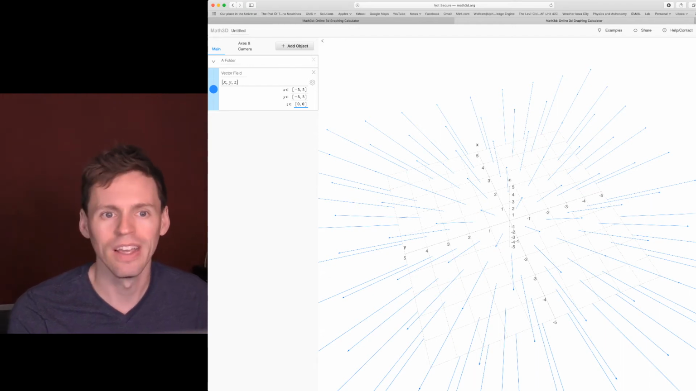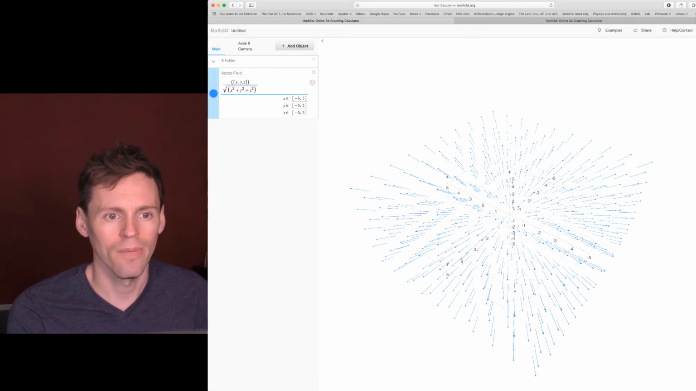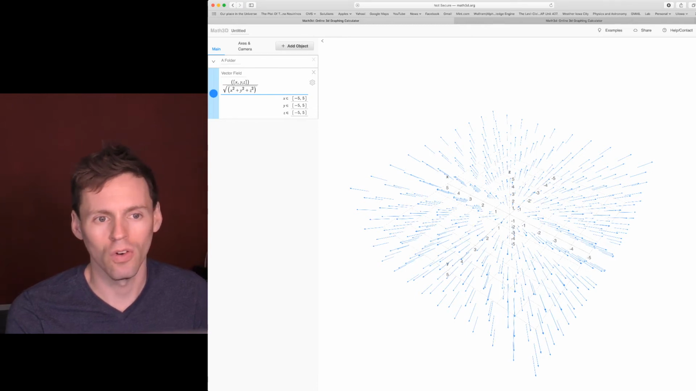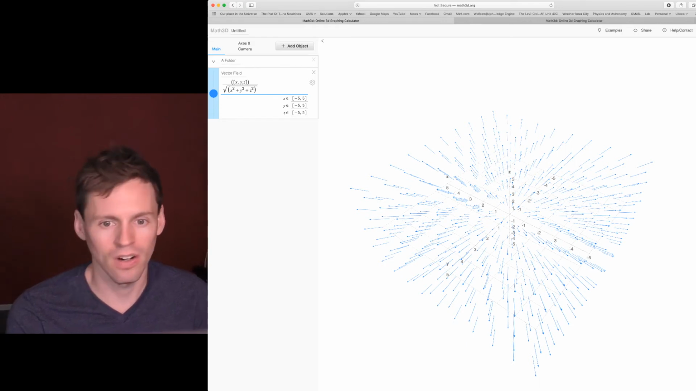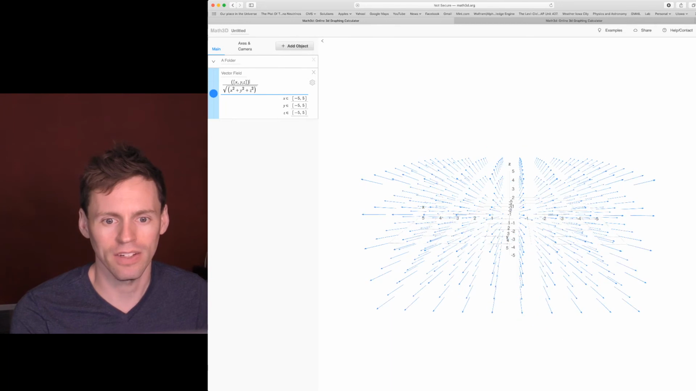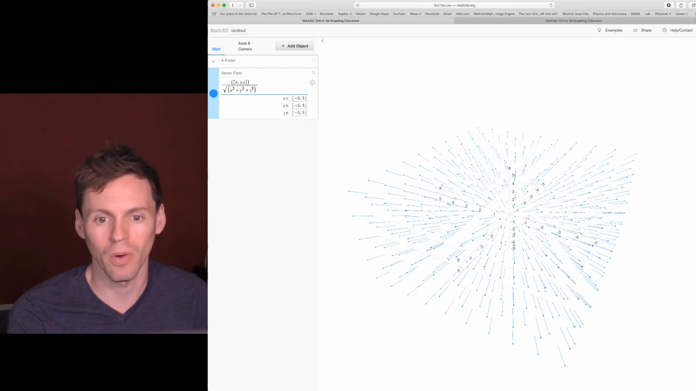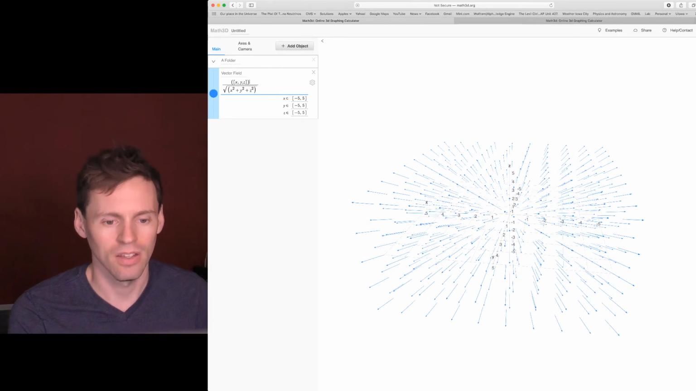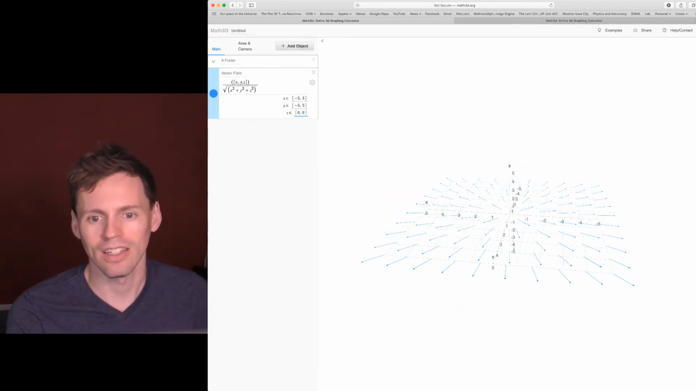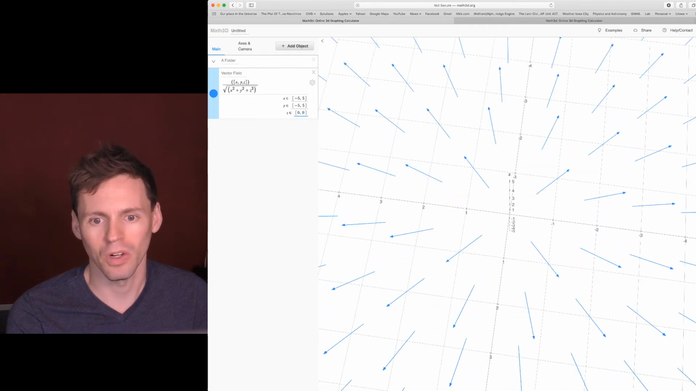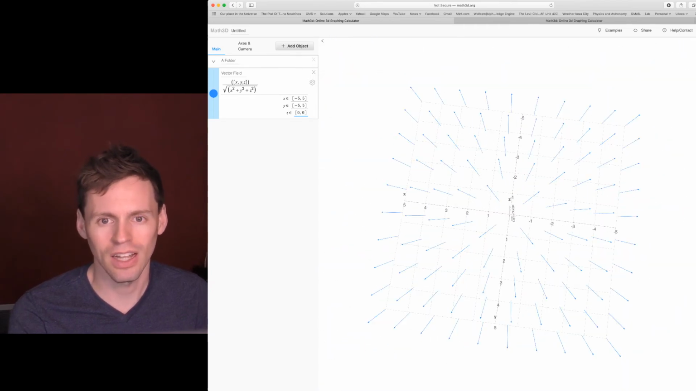And if we take the derivative of that, we get this function, x, y, z over the square root of x squared plus y squared plus z squared, which is our r hat vector. And again, you can see that the vectors are all the same length. They're all length 1, and they're all pointing radially away. And if I make this 0 again, you can see how that's working.